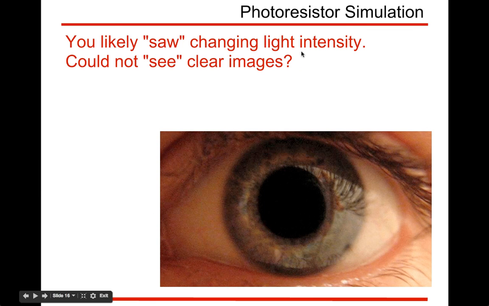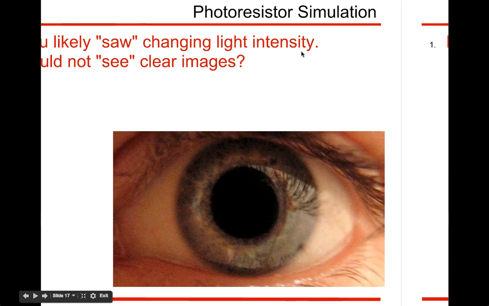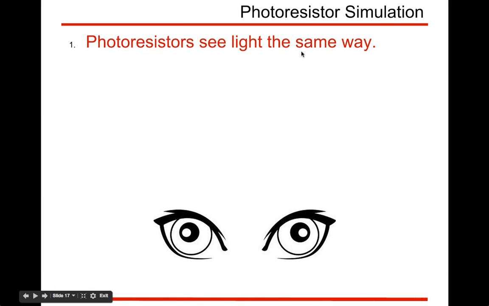Now, what the photoresistor does not do, it doesn't see clear images as your eye does. Your eye is very complex, and the photoresistor, although it is complex for electronics, is not as complex as your eye. So it's like your eye closed. Imagine that. It doesn't see things far away, but it sees things up close, and it's the light intensity that the photoresistor sees.